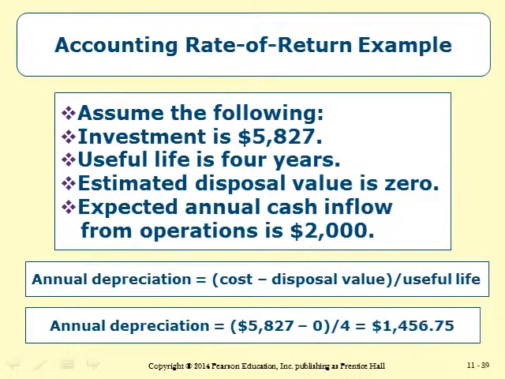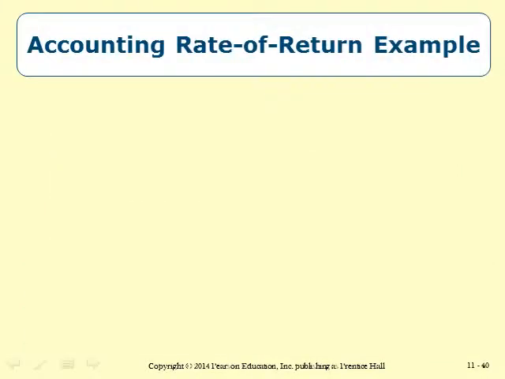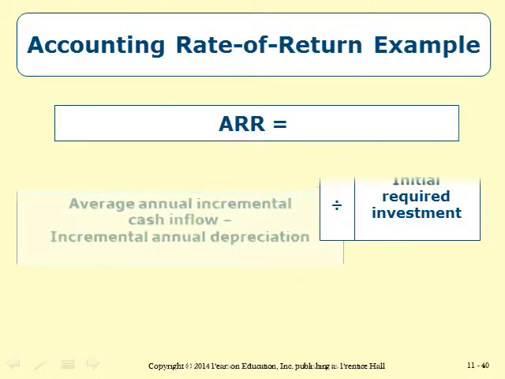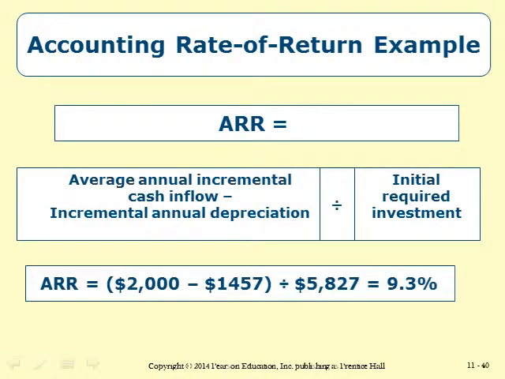$1,456, which we calculate as $5,827 minus any disposal cost, and we are told that there are none, divided by the useful life. We substitute these values in the accounting rate of return equation. And when we do that, we get the accounting rate of return equal to $2,000, the annual cash inflow, minus the $1,457, divided by the $5,827 amount of initial required investment, to get us an accounting rate of return of 9.3%.